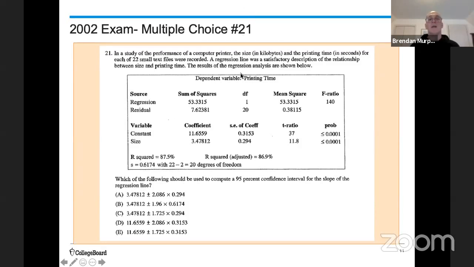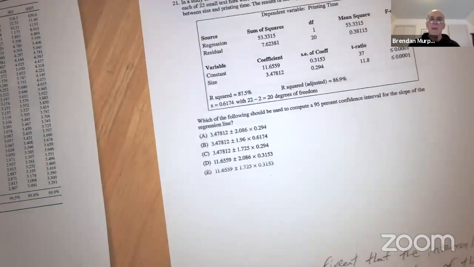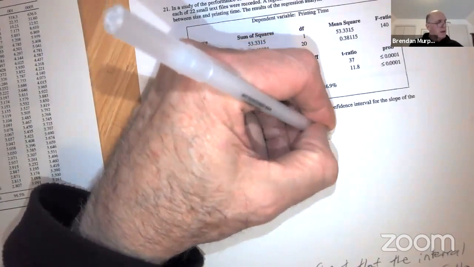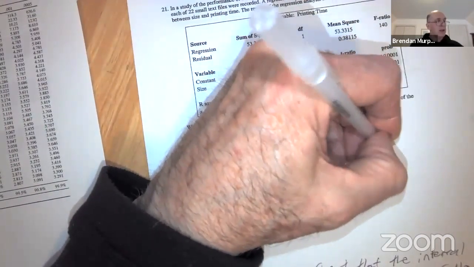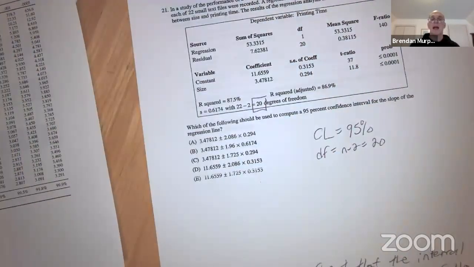And I'm just going to go to my document camera and we'll take a look at this problem here. Okay, same problem here. Which of the following should be used to compute a 95% confidence interval for the slope of the regression line? So my confidence level is 95%. My degrees of freedom is n-2 or 20. And again, that was given to us up here. So that was kind of nice.